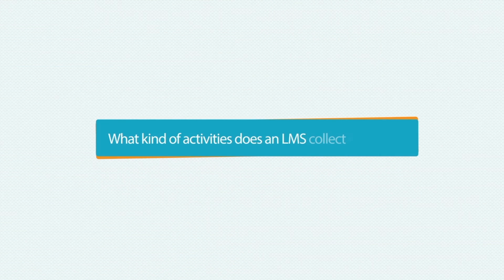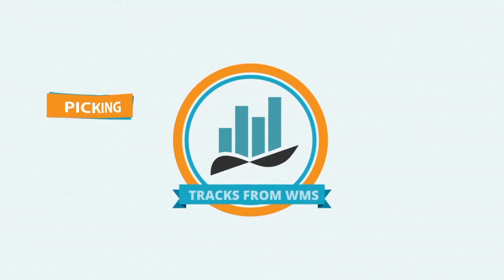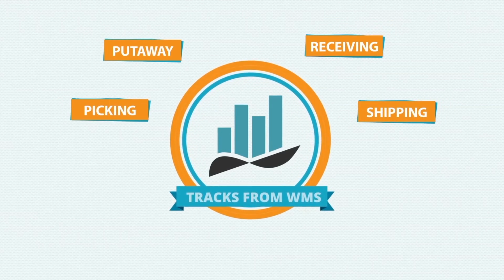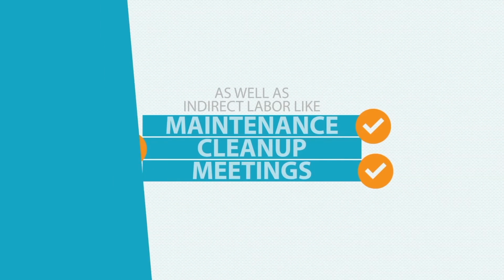What kind of activities does an LMS collect and track? An LMS typically tracks production activities from a WMS, such as picking, put away, receiving, and shipping, as well as indirect labor like maintenance, cleanup, and meetings.